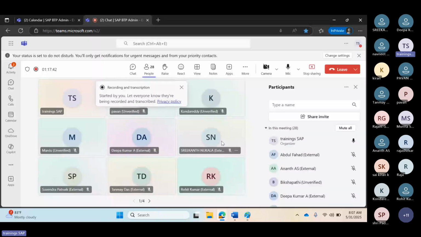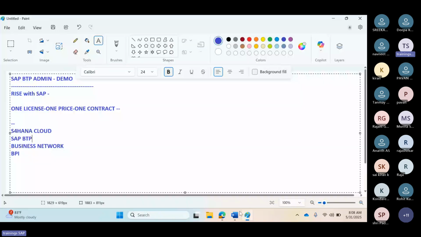So these are all the offering packages from SAP. One is the S4HANA Cloud. In the cloud we also have deployment models like private cloud and public cloud. Then BTP, which we are going to discuss, the business network, and also BPI, business process intelligence. Many SAP customers have already gone live on the Rise with SAP contract, and many of them are in progress and going live soon.